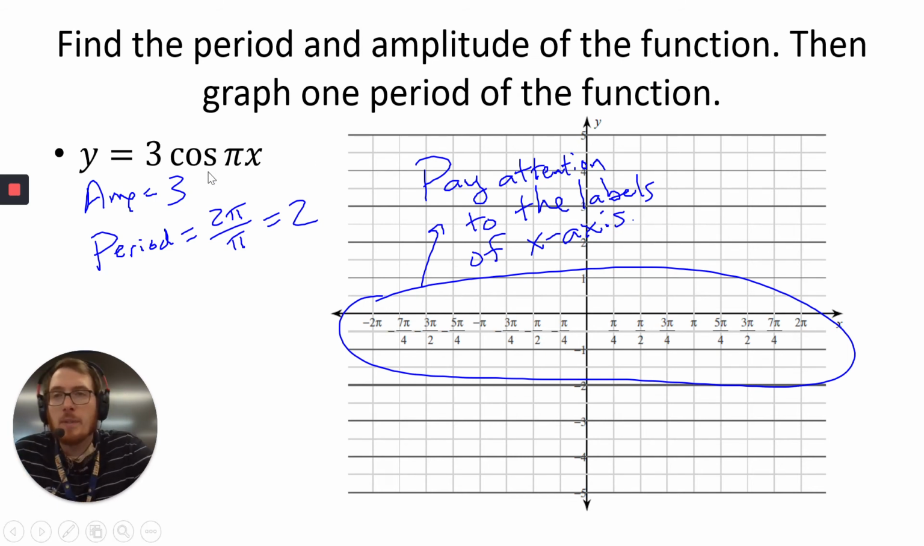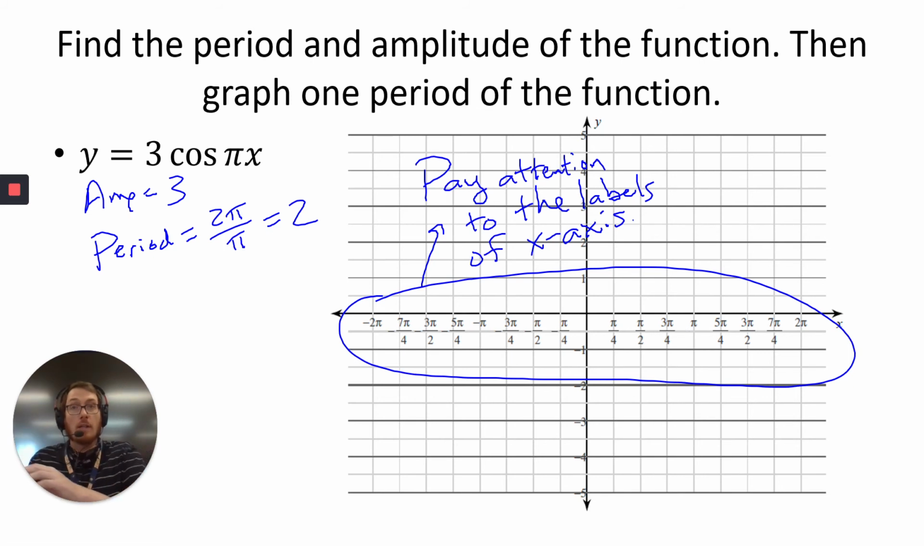The next one is 3 cosine of pi x. You'll notice that a lot of real-world questions will have something like this, so that when you find the period, it becomes something that's easier to work with, like the number 2, for example, because 2 pi divided by pi would just be 2. The amplitude here is 3 because the number in front is 3. My graph paper is typically with pi's and pi over 2's and things like that, so I couldn't graph this on my graph paper like this.